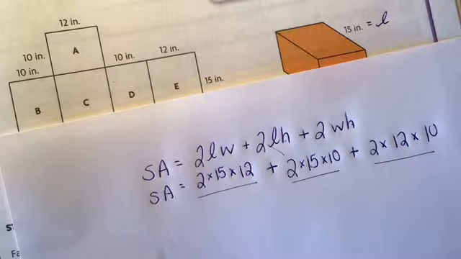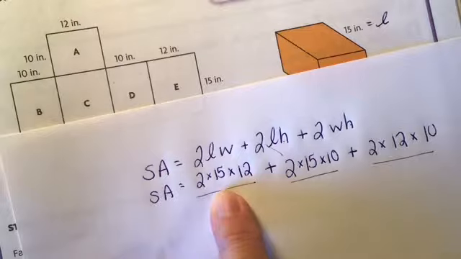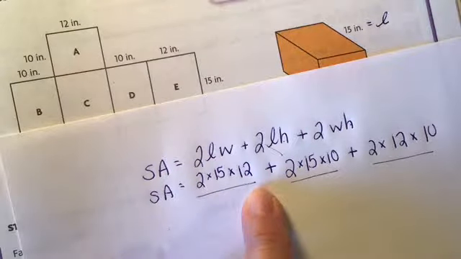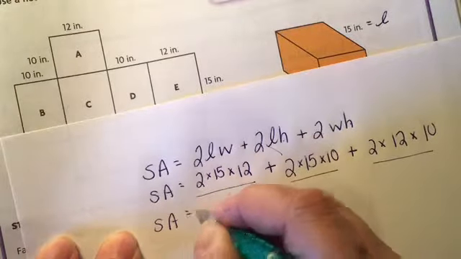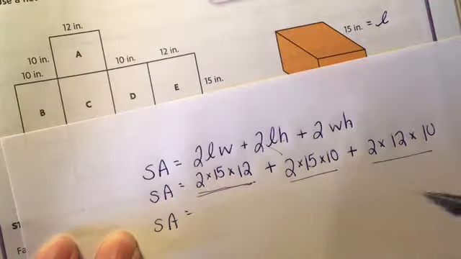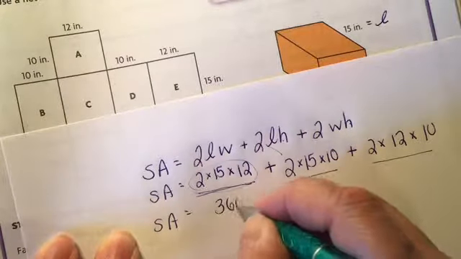I know that 2 times 15 is 30, so I'm just going to put in 30 times 12, and I get 360. So surface area equals, this is like order of operations now, so I can do my multiplication piece. That's 360.